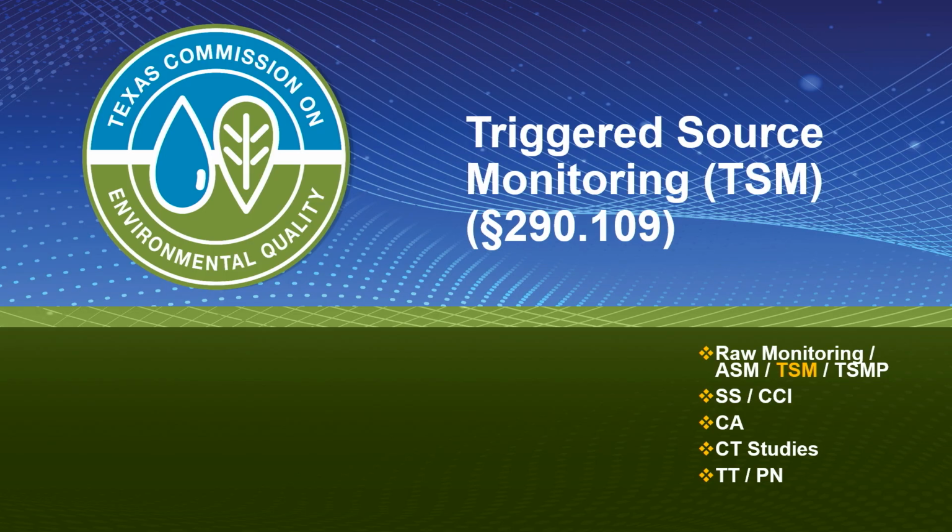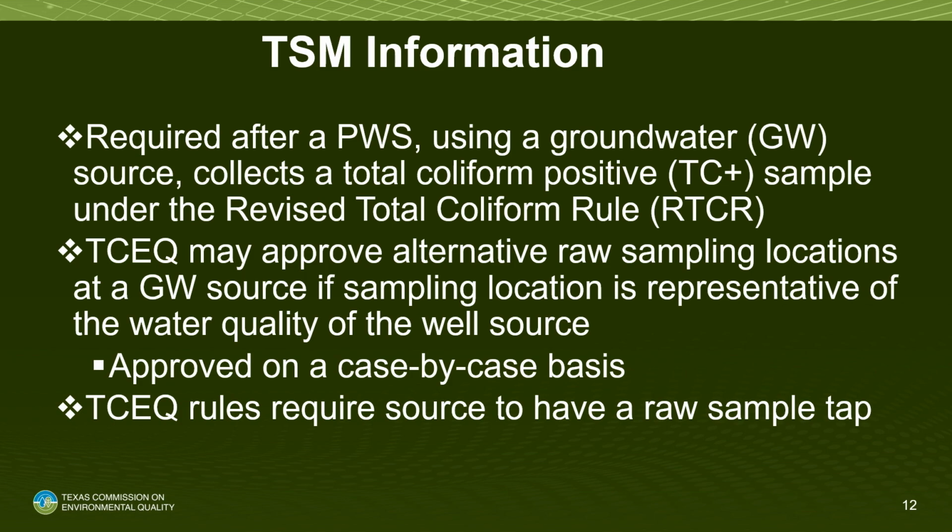In trigger source monitoring, we'll go into this. This is found in 290-109 as well. This one is based on your distribution sampling. So you get a distribution positive. In the past with the old total coliform rule, it was just collect 3 repeats. And with the revised total coliform rule, it's the same.